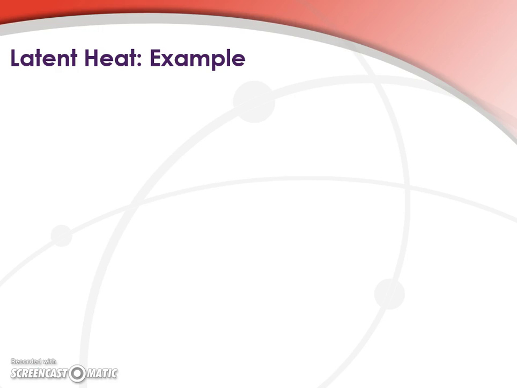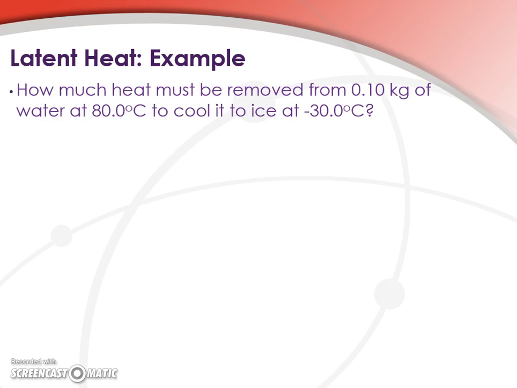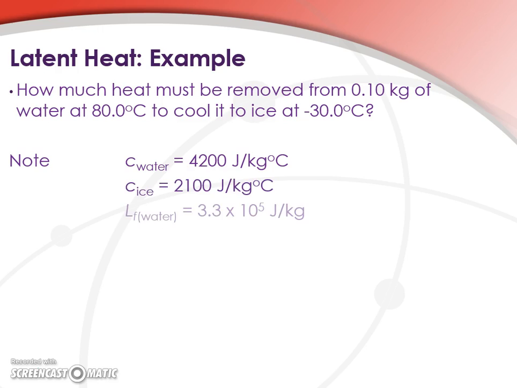Okay, so let's take an example. How much heat must be removed from 10 kilograms of water at 80 degrees Celsius to cool it to ice at negative 30 degrees Celsius? Now the best approach to this is to actually take this problem and work stepwise. So we need a few things. We're going to build a timeline, not unlike the graph we looked at previously, and we need a bunch of different numbers to achieve our goal of finding out how much heat must be removed.